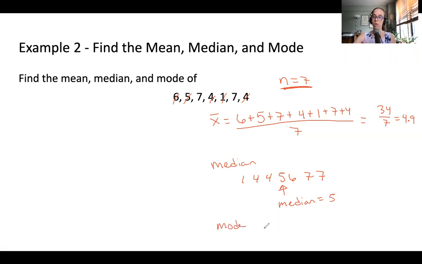Finally, for the mode, there are 2 numbers which tie for the most frequent, meaning that this data set is bimodal, and the modes are 4 and 7.